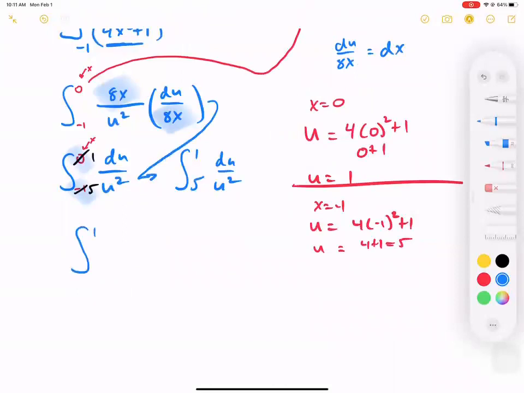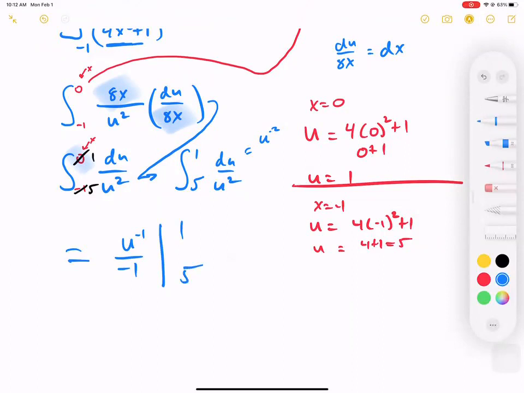The integral from 1 to 5, just FYI, remember this is u to the -2 power. So if we do the power rule, that's u to the -1 over -1. Oh, sorry, my bad. I took the integral already. We were taking the integral already, and we're going to plug in 1 and 5.